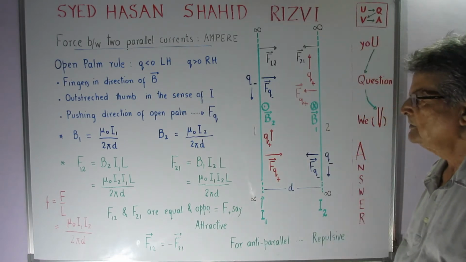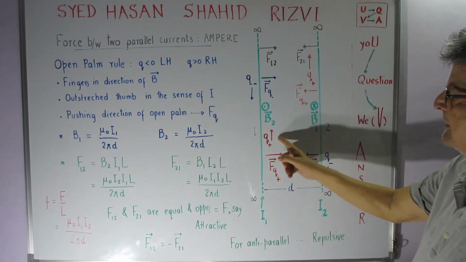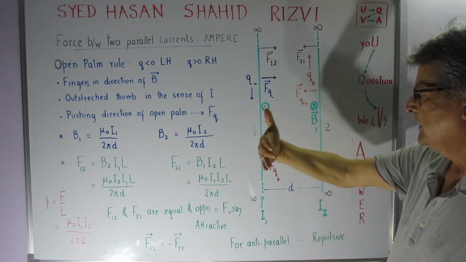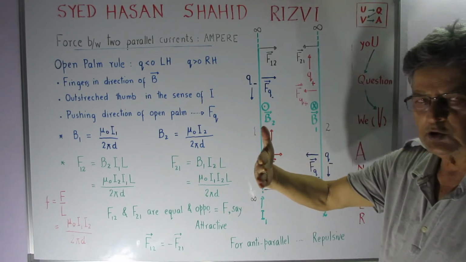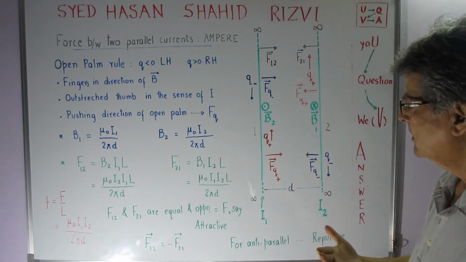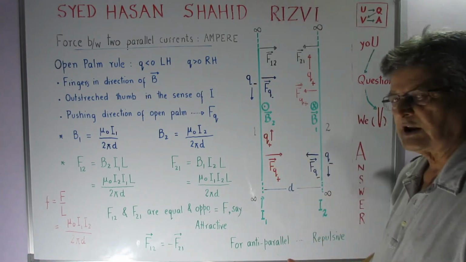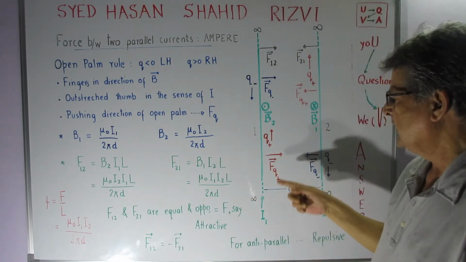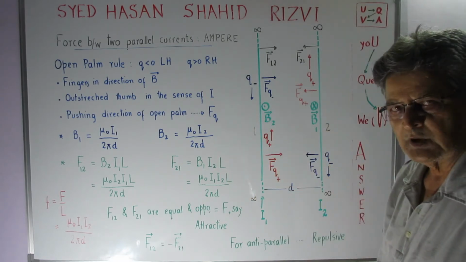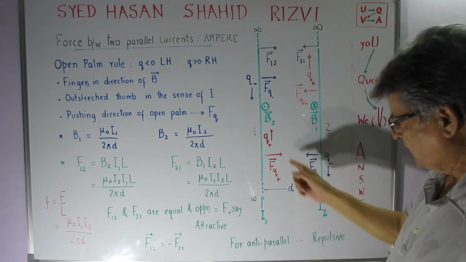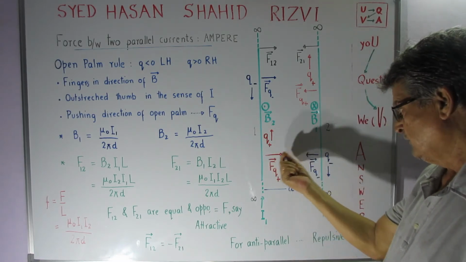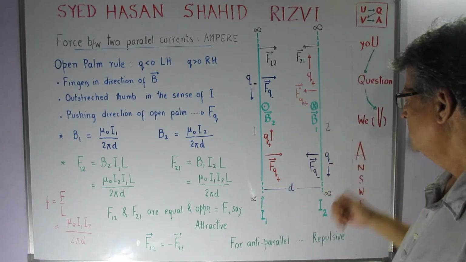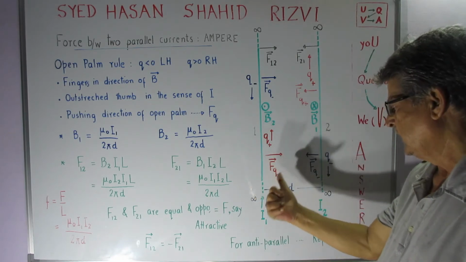Now look here. Here is a positive charge which is moving in this direction. The magnetic field is like this, towards you. Then the charge is moving like this, and the pushing direction of my palm is like this. So on this charge, which has mass of course, there will be a force applied from wire 1 to wire 2, like it has been shown over here.